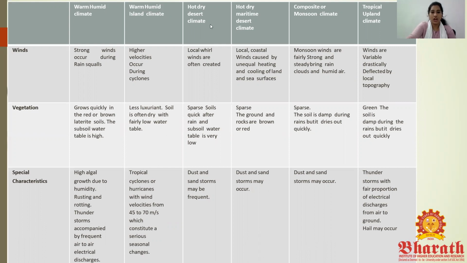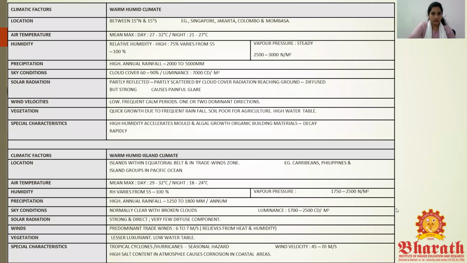Whereas in deserts, meaning hot and dry areas, you have dust and sandstorms. Your tropical composite has a mix of both. In the tropical climate, you can see thunderstorms with a fair proportion of electrical discharges from air to ground, and hail may also occur. Going on, we see the same categories in their subdivisions, categorized for easy understanding of how each climatic factor plays out.